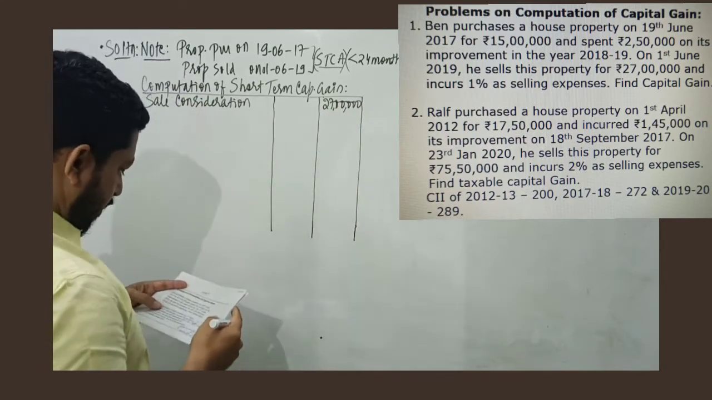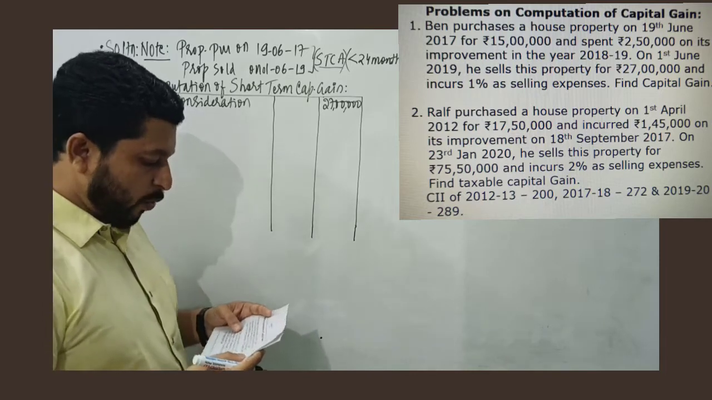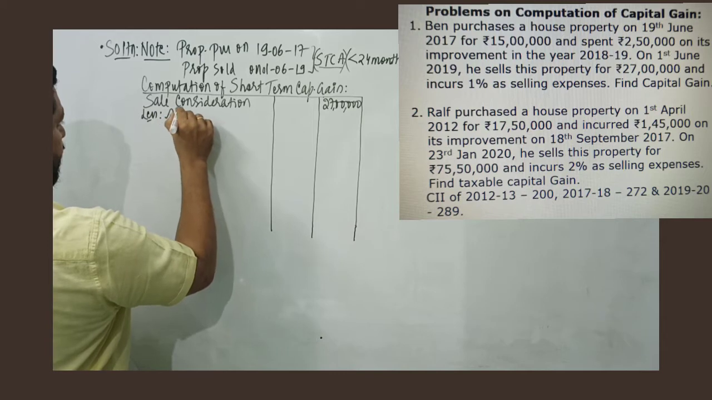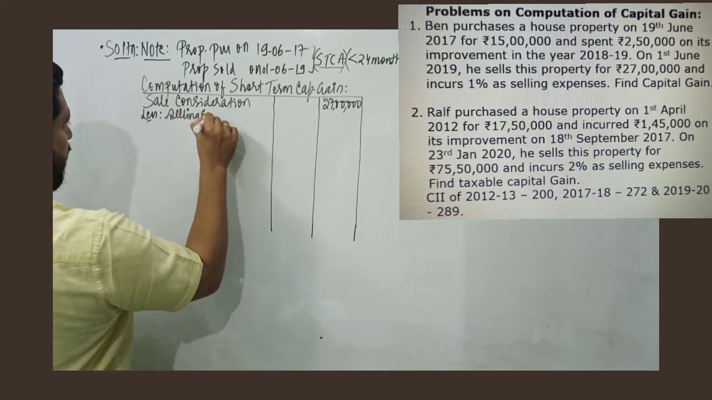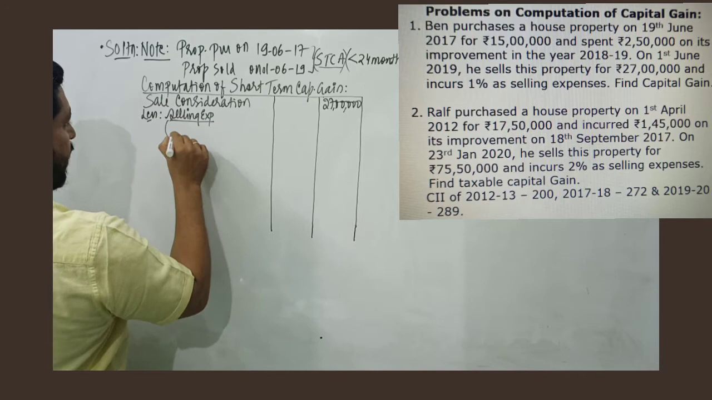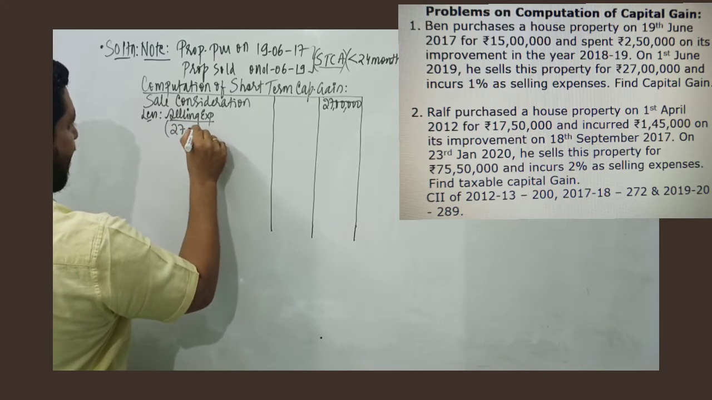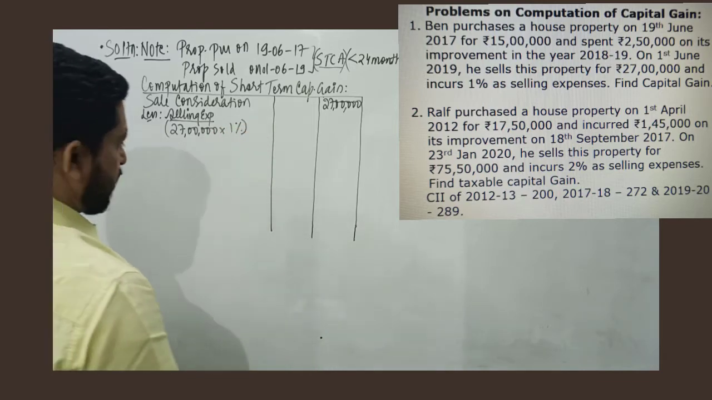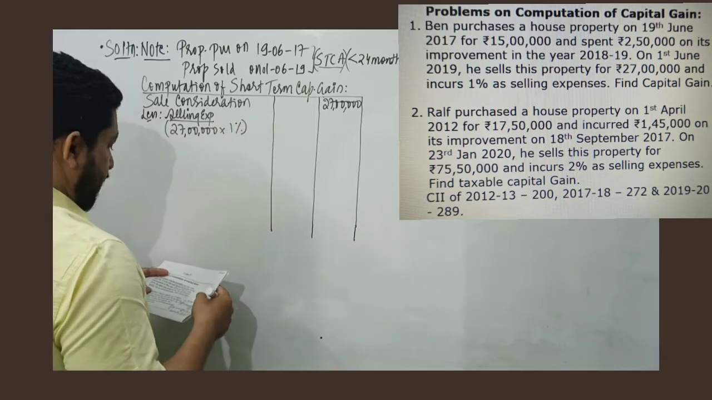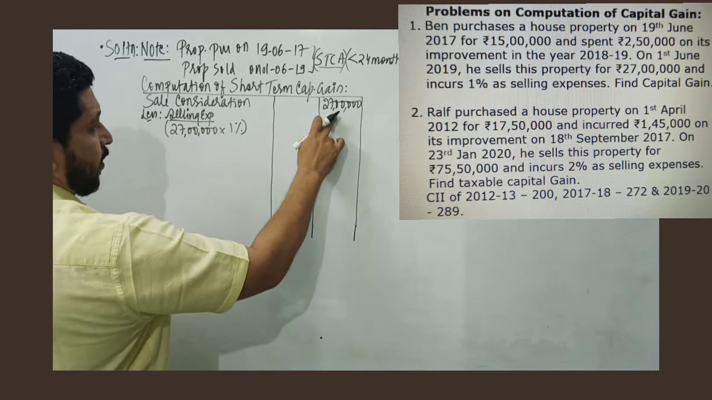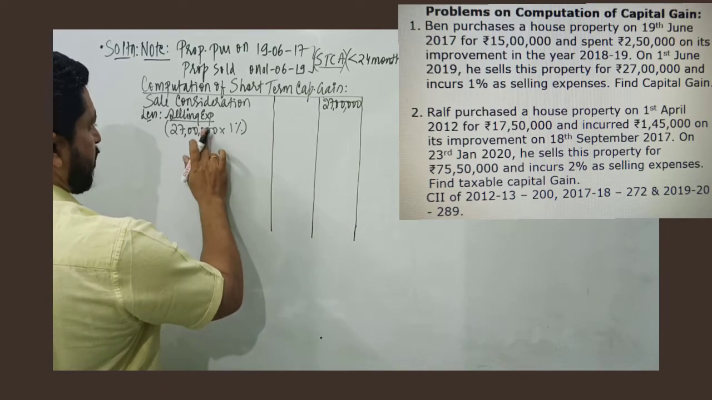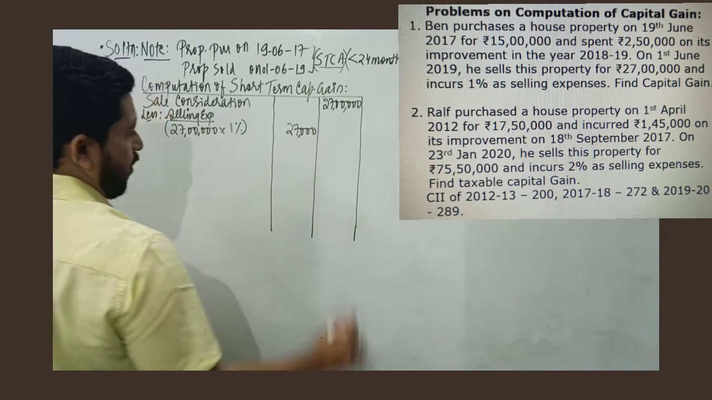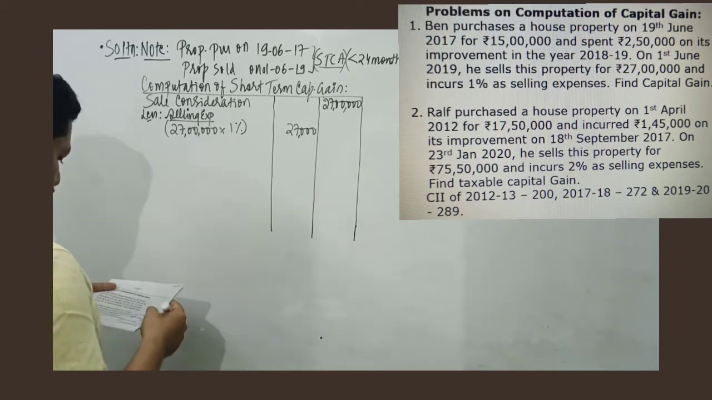Then we are given that he incurs 1% as selling expenses. So, I record over here less selling expenses. And selling expenses is given as 1% of the sale value, so 1% will be calculated on the sale consideration. So, 1% of 27 lakh works out to 27,000. So, 27,000 is selling expenses.